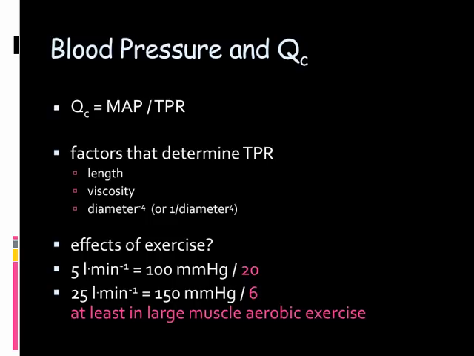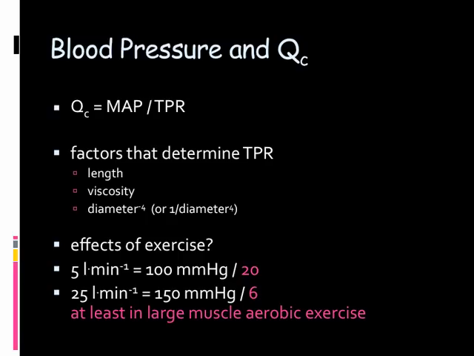on total peripheral resistance. And just for fun, what you might do as a take-home assignment is calculate the effect of a 10% vasodilation on total peripheral resistance and consequently on cardiac output. What is the effect of a 10% vasodilation, and also what is the effect of a 10% vasoconstriction?